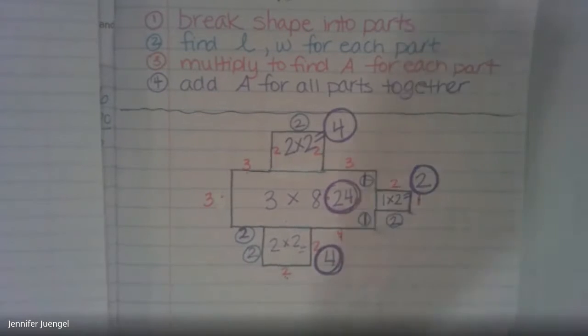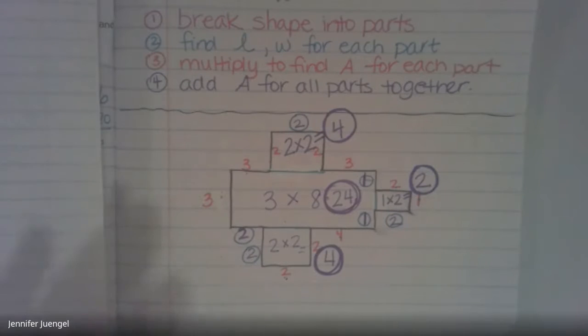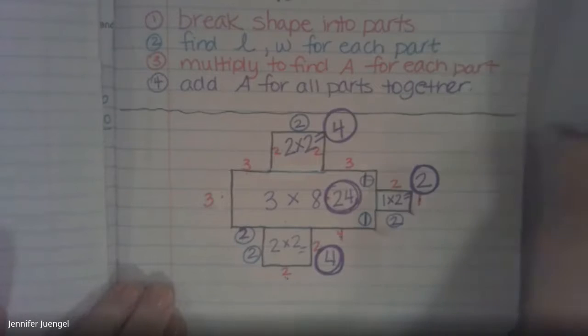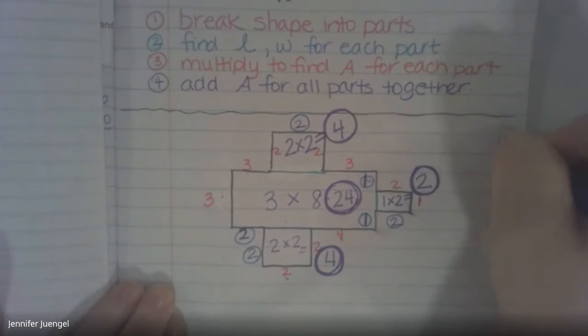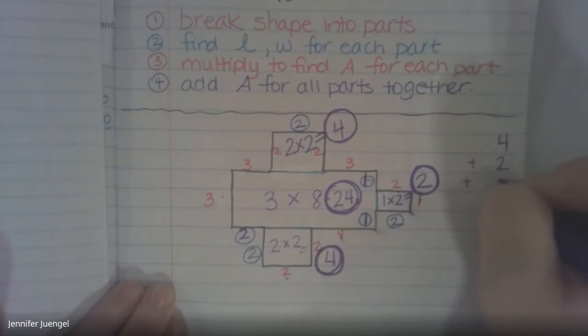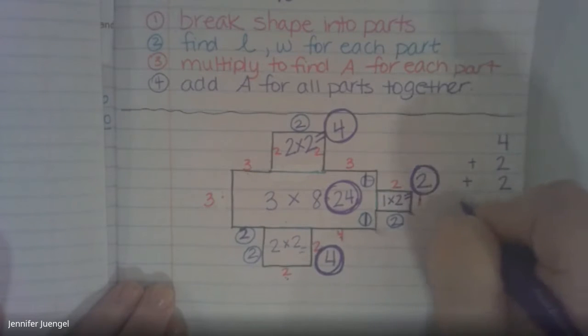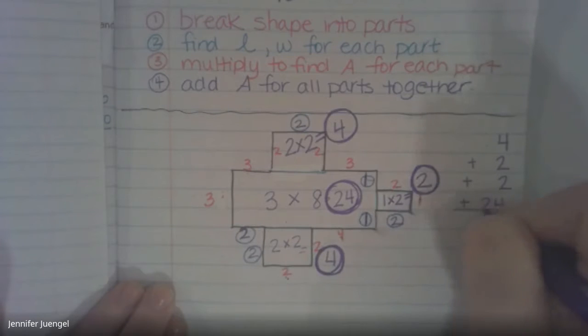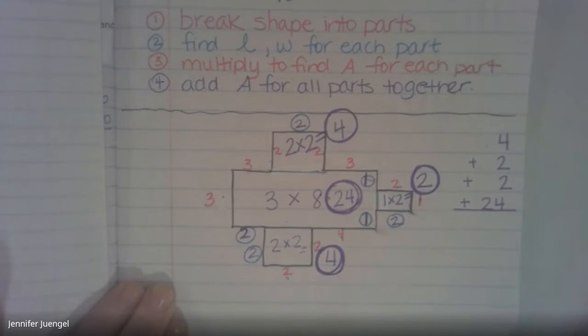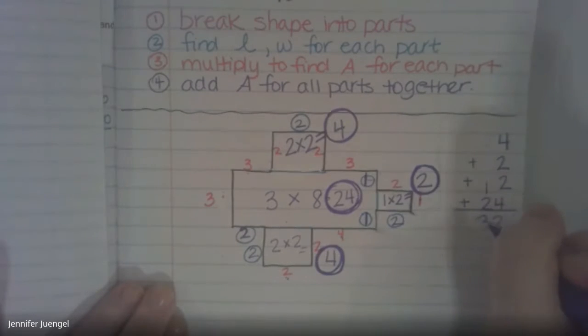So now, in order to find the area for the entire rectilinear shape, step number 4 is to add all of these parts together. So I've got 4 plus 2 plus 2 plus 24. Now let's add those together. 4, 5, 6, 7, 8, 9, 10, 11, 12. Plus 2 plus 1 equals 32.